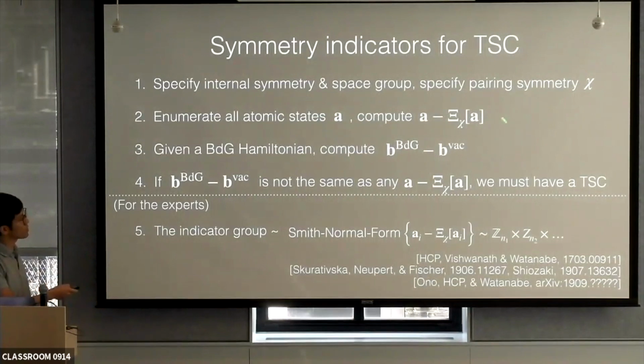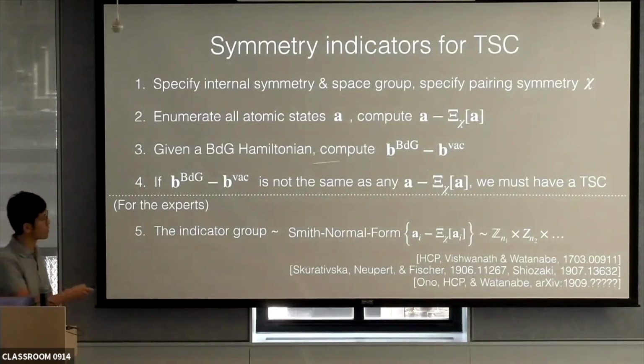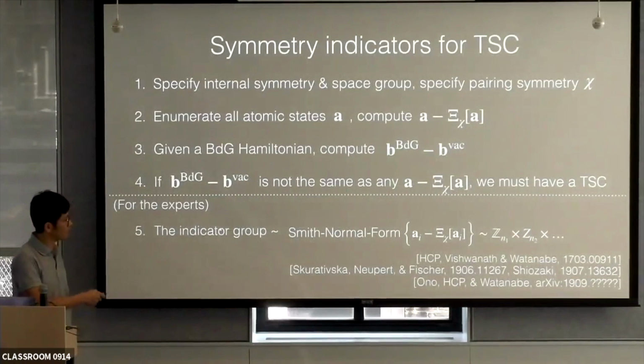And we compute this particular combination of A minus particle conjugate. And now you take any reference BDG Hamiltonian, you compute this particular representation vector. And then we see that you have a topological state if this cannot be understood as any atomic state. So it's really the check. And the linear algebra part is to say you do some Smith normal form and you get these groups.